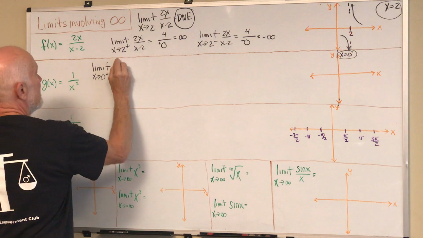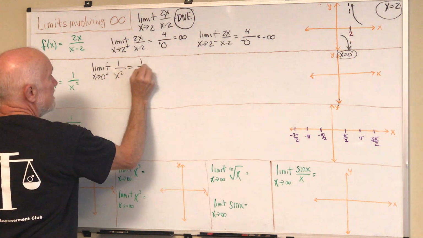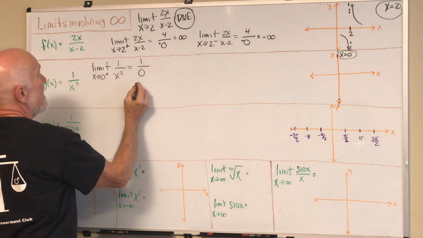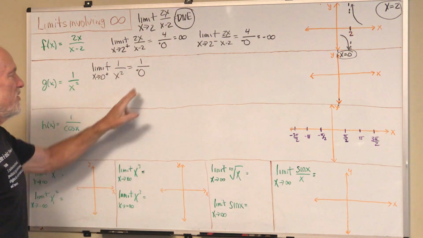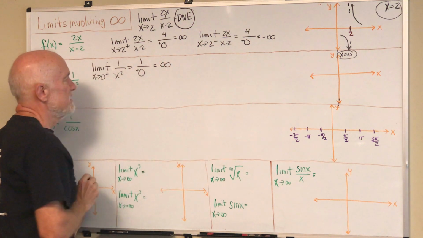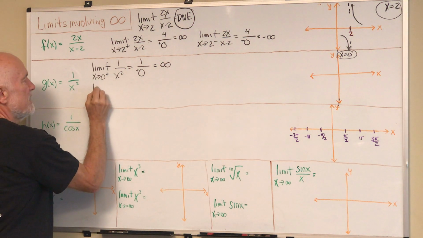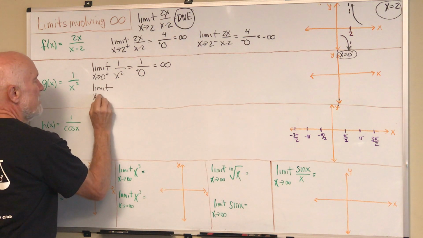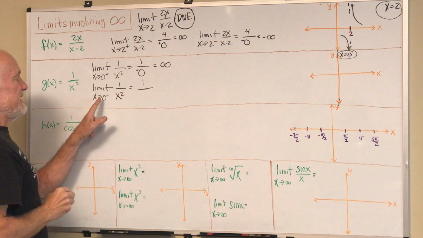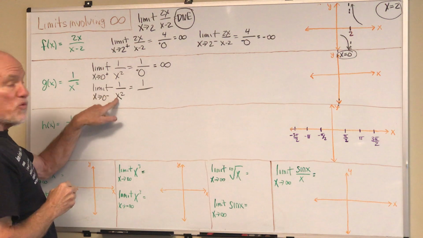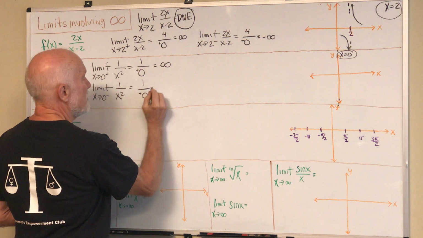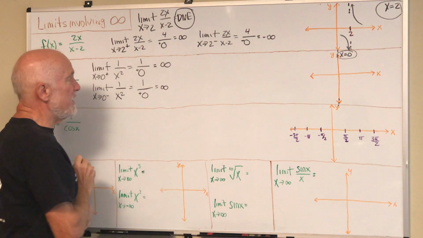Well, you get 1, that doesn't change, over a really small number squared. That's going to make it a positive small number. So we can see a positive divided by a positive is positive. And similarly, if we approach 0 from the left, we still have a 1 in the numerator. Now these are negative values of x, but we're squaring them. Since we're squaring them, it's still going to be a positive small number. So we're still going to infinity.